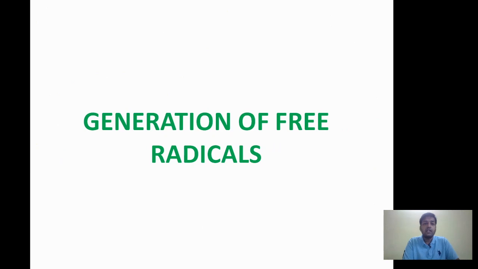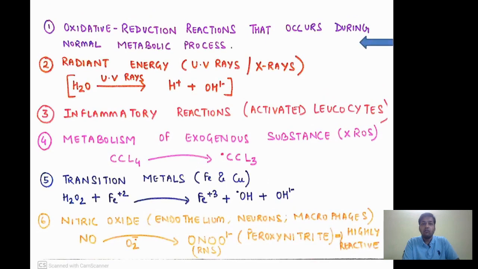Now let us look at the generation of free radicals, how they are generated inside our body. Firstly, oxidative and reductive reactions take place during the normal metabolic process in our body, and it is during these processes that free radicals are generated. Secondly, UV rays as well as X-rays: these radiant energies, whenever they act on water molecules, convert them into H+ and OH- ions, and hydroxyl ions, that is OH-, are free radicals. So UV rays and X-rays are a source of free radicals in our body.